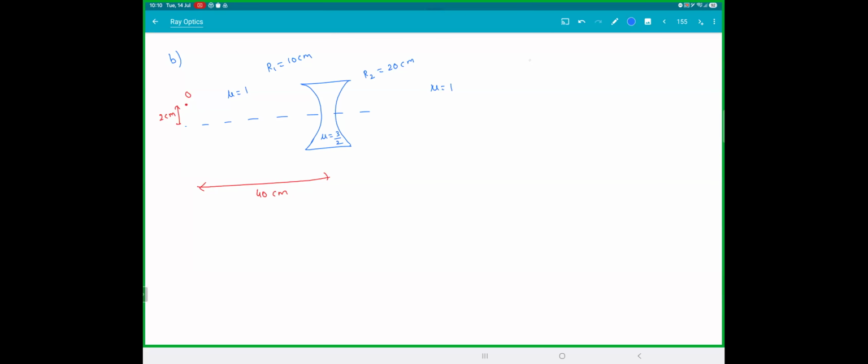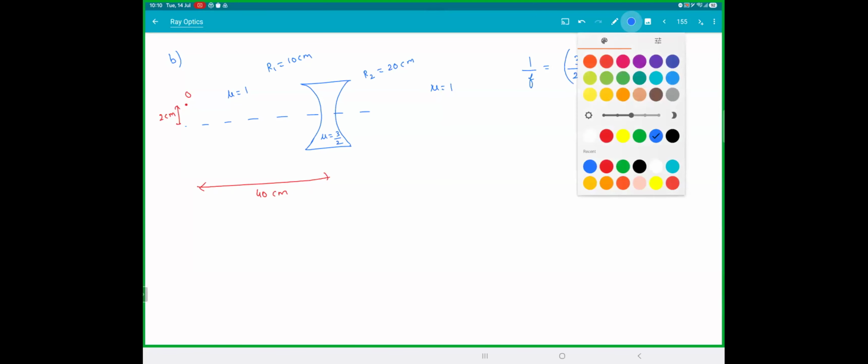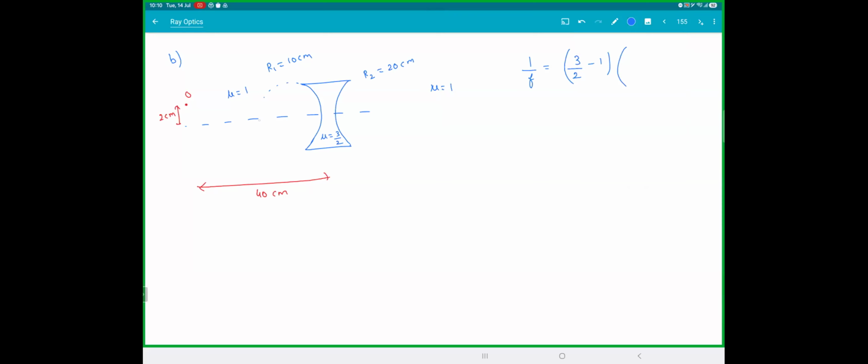First, let's find the focal length. 1 by f, I'm writing it down directly: mu of lens 3 by 2, mu of medium 1, 1 by R1. This is very hard, be careful. Look at this: R1 is on the negative side, R2 is on the positive side. So 1 by R1, which is minus 10, minus 1 by R2, which is positive. You can remember that in a concave lens, these two should be minus minus; they will always add up with a minus sign. This will be half and that would be minus 3 by 20. So your focal length is minus 40 by 3. You're supposed to get a negative focal length.